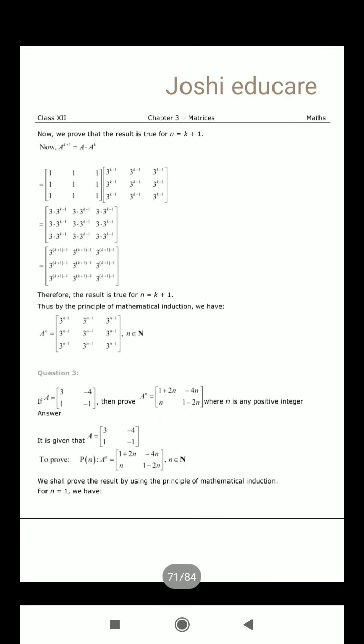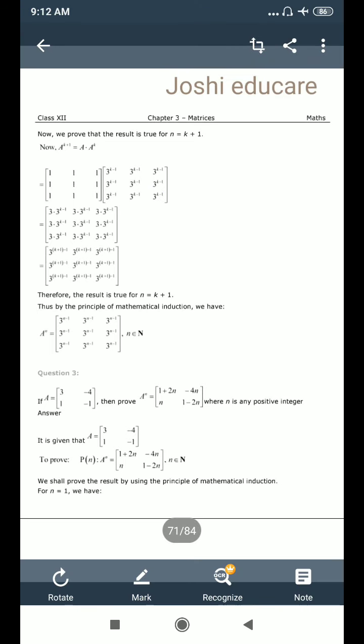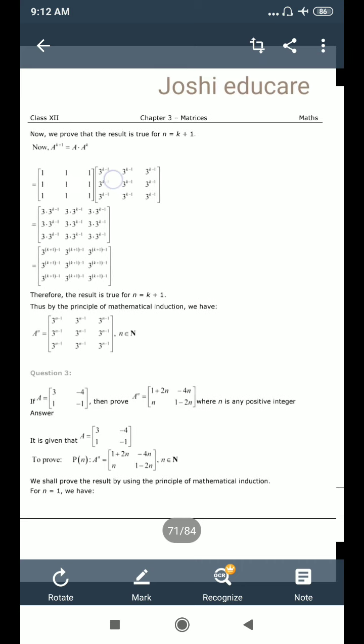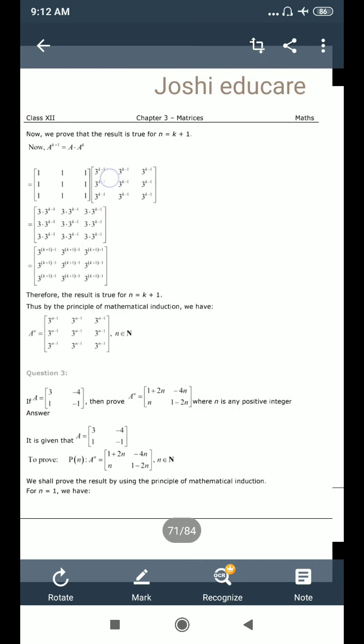That can be written as A into A raised to power k. A is [1, 1, 1], and A raised to power k is [3 raised to power k minus 1]. A raised to power k is this much using P(k). In P(k), we have proved that A raised to power k is this much.